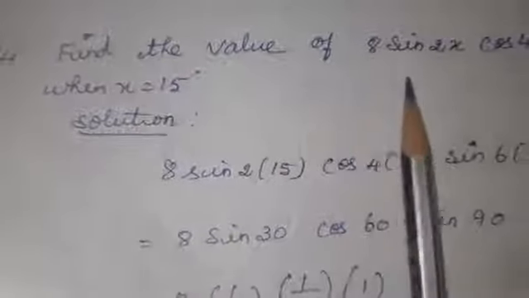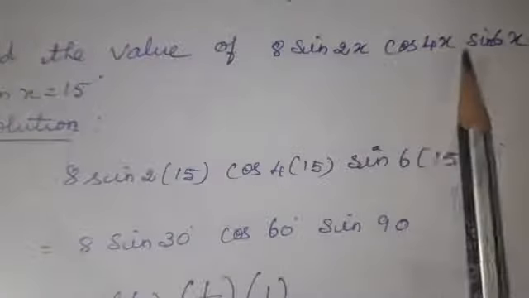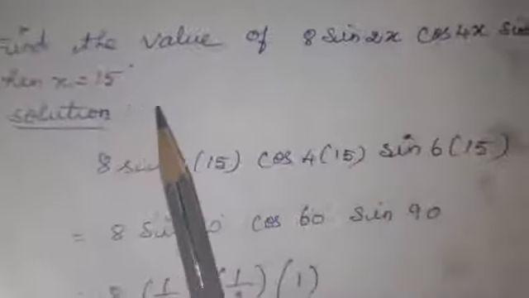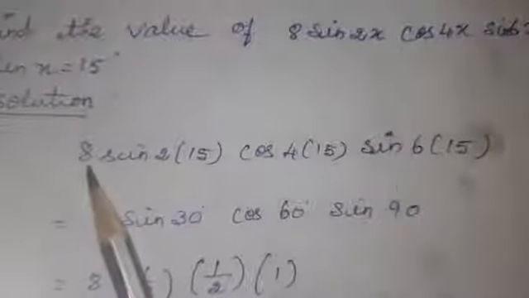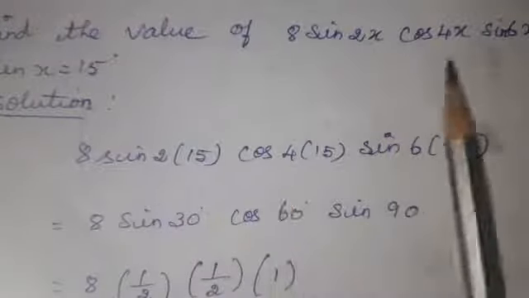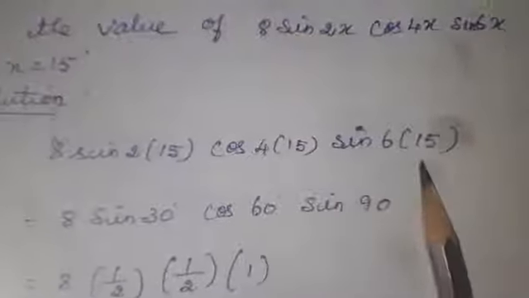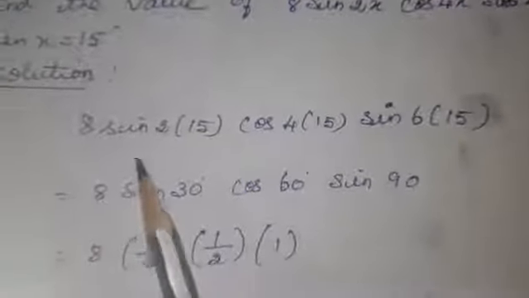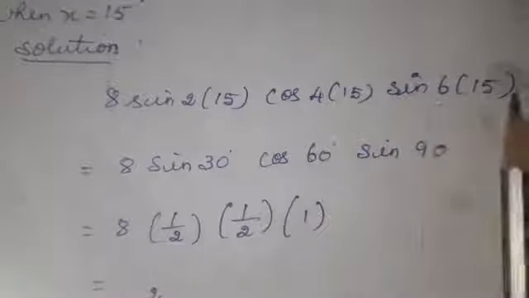Find the value of 8 sin 2x cos 4x sin 6x. This means 8 into sin 2x into cos 4x into sin 6x when x is equal to 15. In this question the x value is 15. That means wherever x is present you should substitute 15. So 8 sin 2 into 15, cos 4 into 15, sin 6 into 15, in the x place 15. Multiply this one: 8 sin 2 into 15 is 30, cos 4 into 15 is 60, sin 6 into 15 is 90.